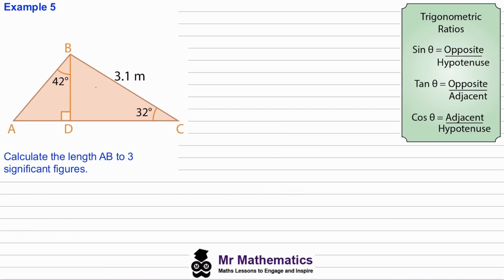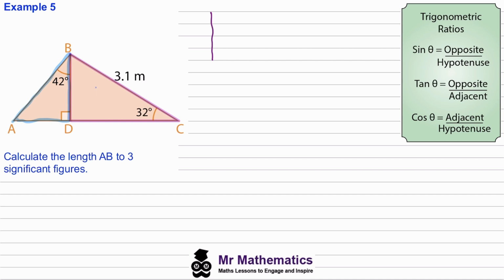Okay, so in our final question, we need to work out the length A to B to three significant figures. So do you want to give this question a go yourself? You can pause the video and come back when you're ready. Okay, so welcome back. So the way we're going to go about this, we need to find the length B to D. And we can find this length out using the triangle BCD. So once we have this length, we can use trigonometry again to work out this length using this triangle in blue.